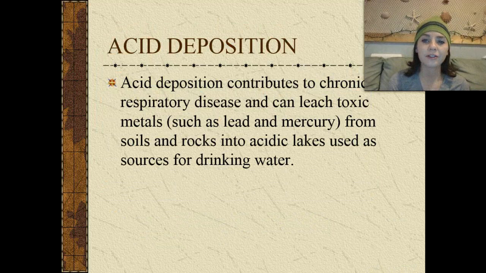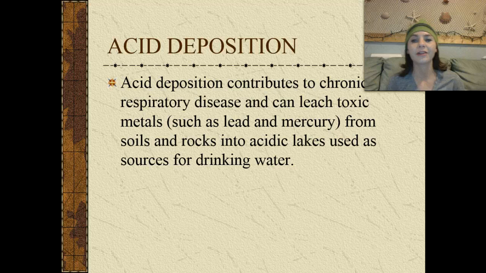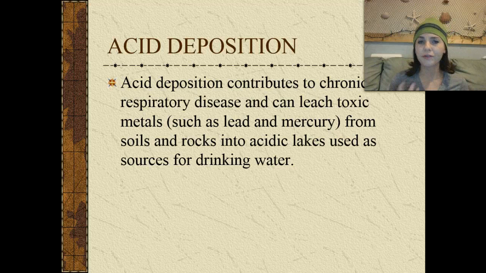So acid deposition contributes to chronic respiratory diseases, and it can leach toxic metals like lead and mercury from soils and rocks into acidic lakes that are used, of course, as sources of drinking water. Another thing that happens, which we've talked about several times in this course, is mercury poisoning, or the bioaccumulation of heavy metals. So one of the things that happens now is that especially pregnant women are warned not to eat different types of fish, especially tuna and swordfish, because mercury can actually accumulate in their tissues.